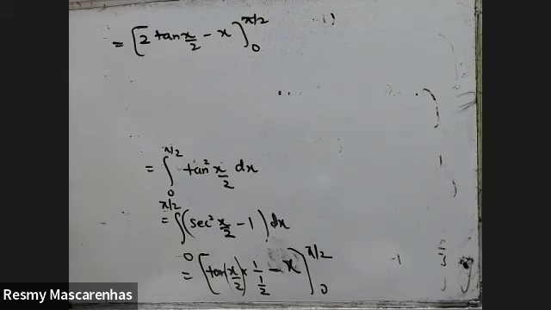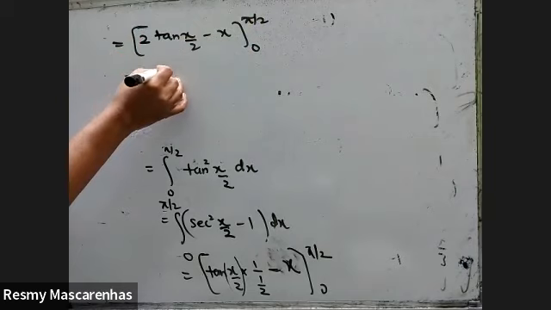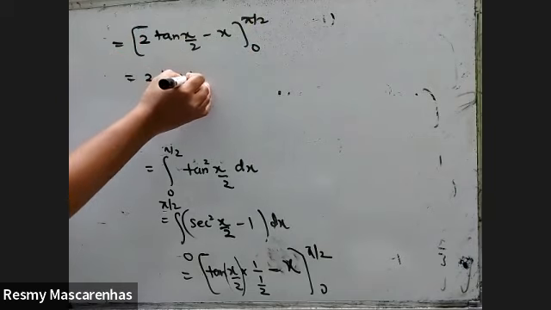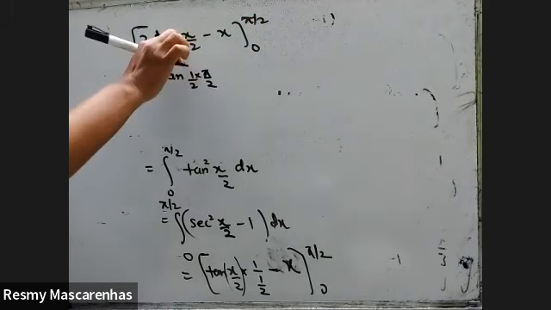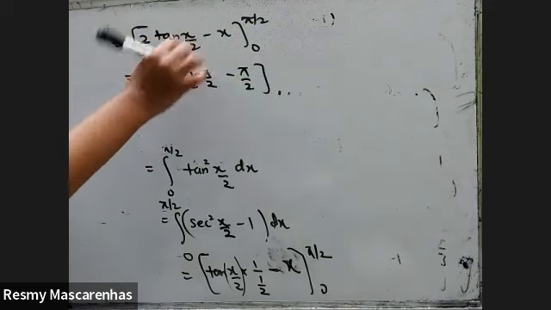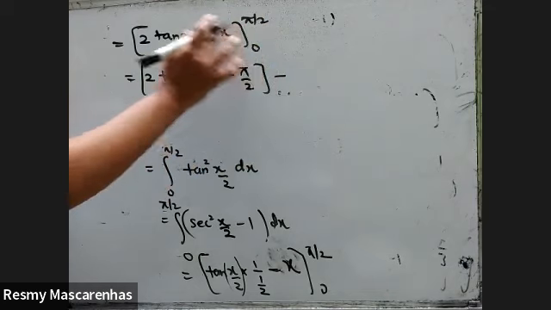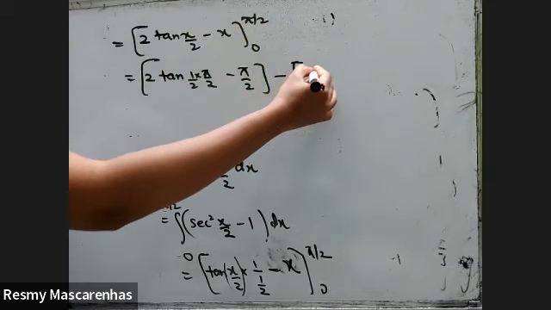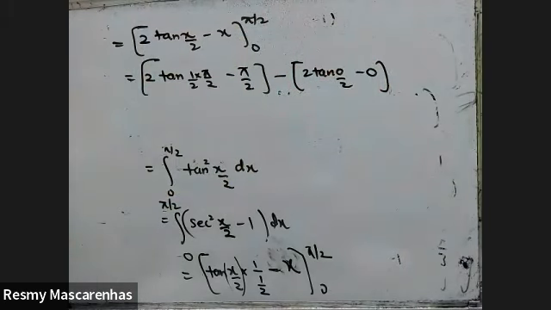Now substitute the higher limit first. Wherever there is x, put pi by 2. Half I'll just write at the side. Pi by 2, half into x it is. Wherever there is x, I put pi, the higher limit. Then minus, wherever there is x, I have to put the lower limit. Higher limit minus the lower limit.